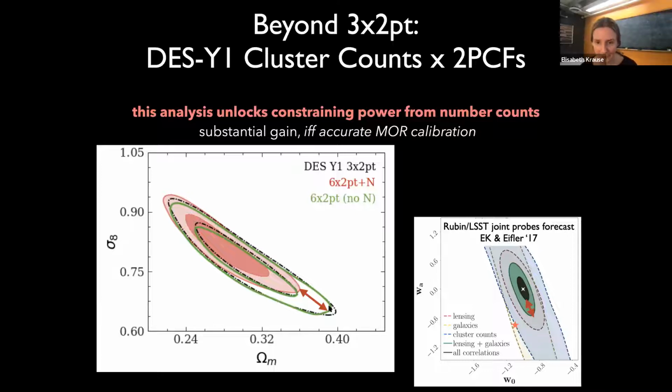And the small plot on the bottom right also highlights expected gains for Rubin LSST joint probes. Again, showing now from green to black, the information gain expected from including the cluster mass function with self-calibration of cluster masses from Rubin data. So this would be quite a substantial gain in terms of our possible constraints on the dark energy equation of state.